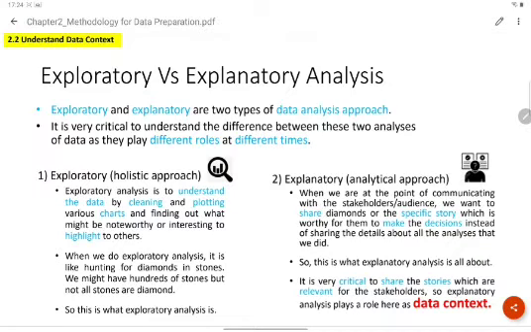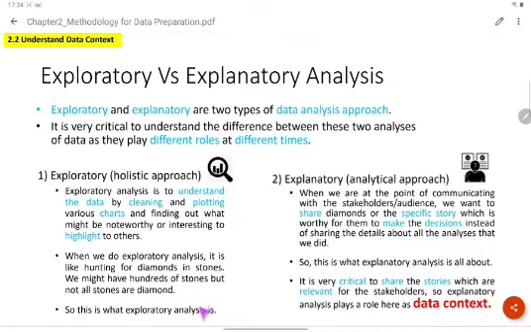So we have to know which of the data that we find is the most important part that we must highlight to others. That is exploratory. When we do exploratory analysis, it is like hunting for diamonds in stones. We might have hundreds of stones, but not all stones are diamonds.